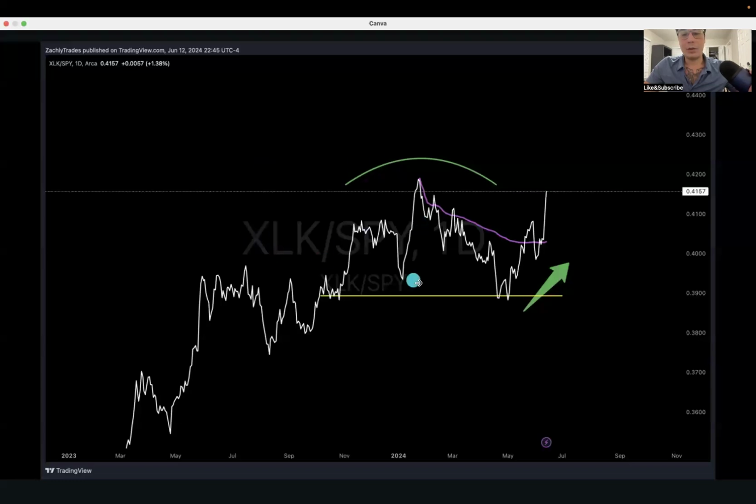But let's get into it. And what we've got here is the ratio chart of tech versus the S&P. So we've got XLK divided by SPY. All right, XLK is your numerator here, guys.